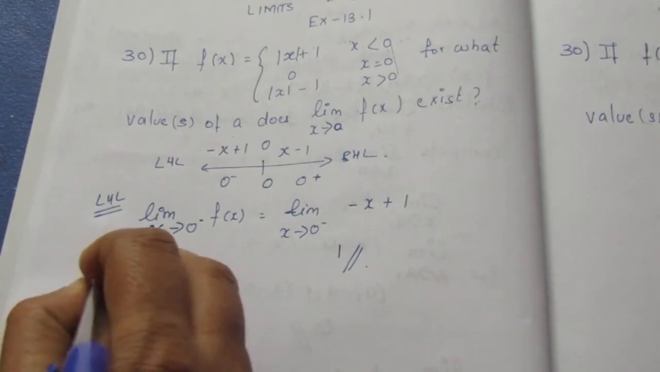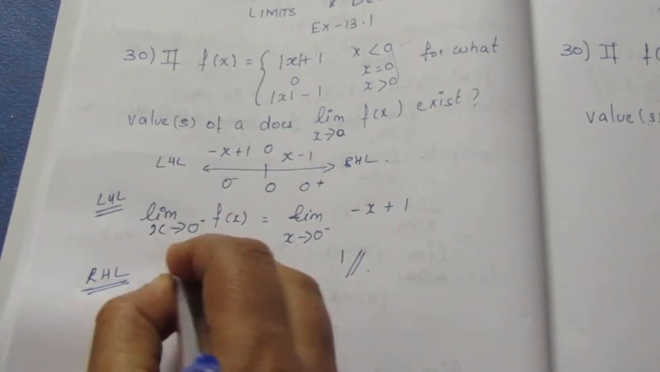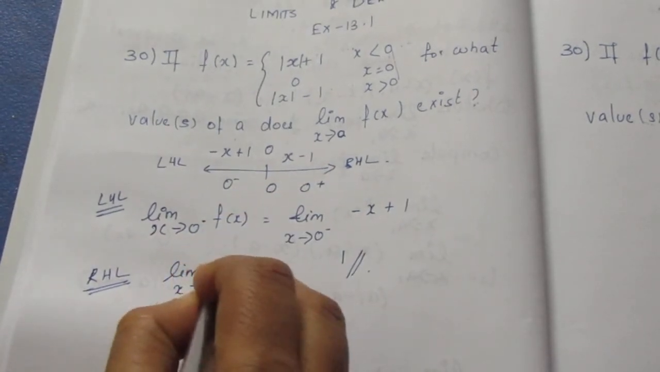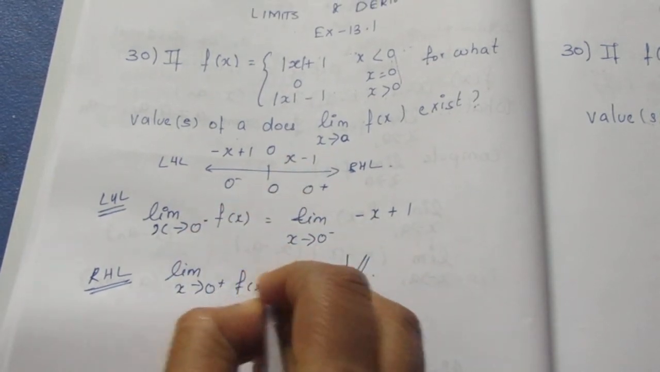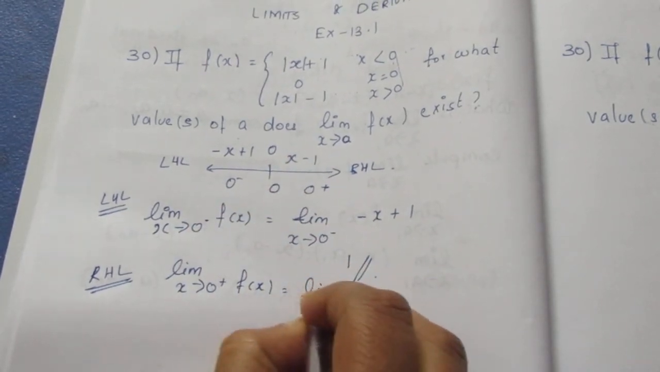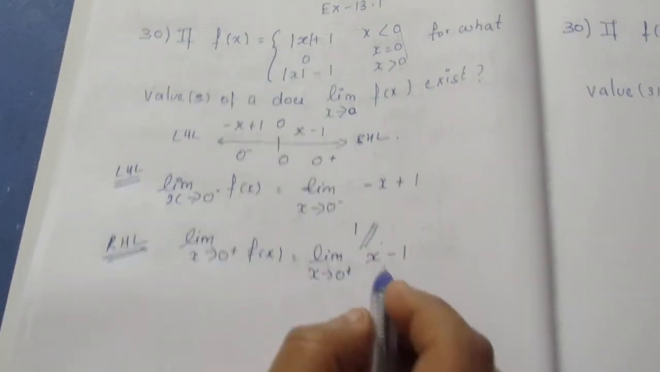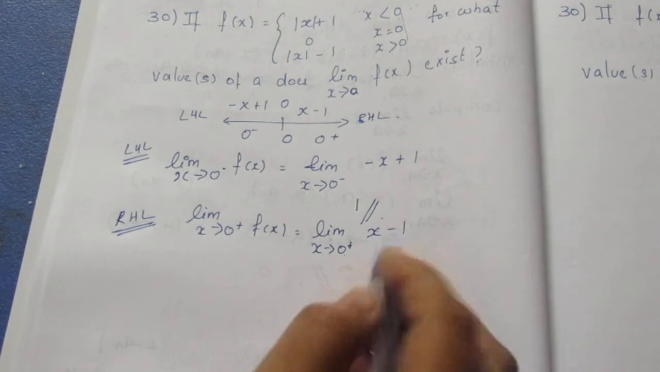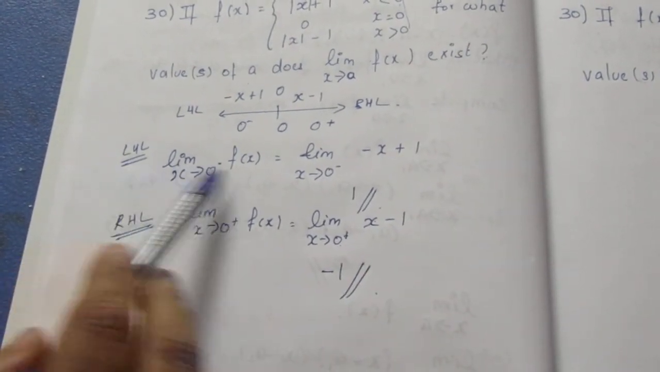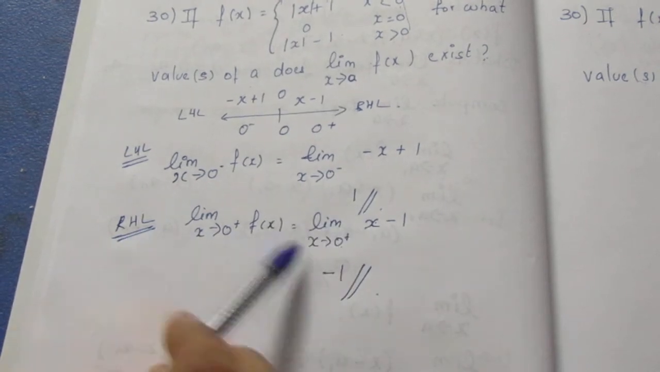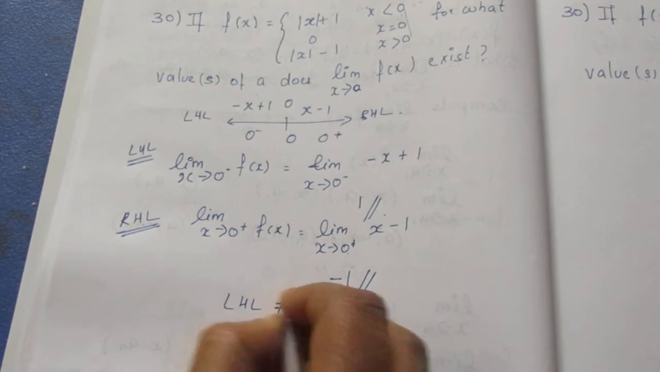For RHL, here it is limit x tends to 0 positive because it is on the right hand side. We need to take this f of x. So here f of x will be limit x tends to 0 positive, your f of x will be x minus 1. Substitute the value here 0, 0 minus 1 will be minus 1. So in your LHL it is 1. For RHL we are getting minus 1. So from this we know that LHL is not equal to RHL.